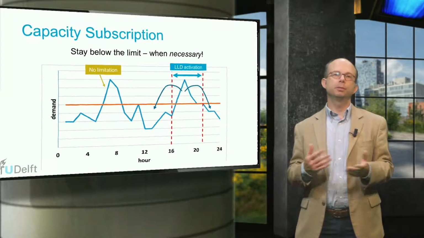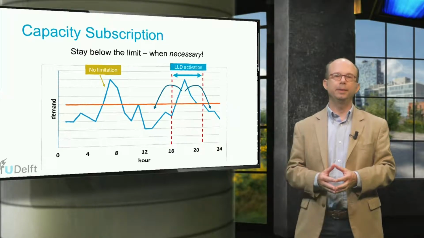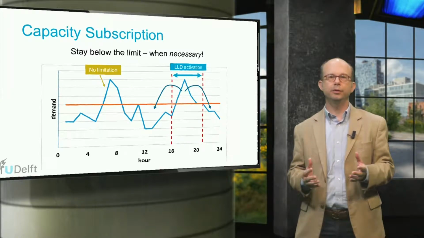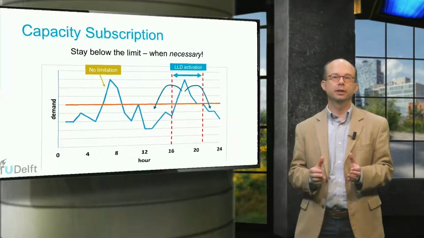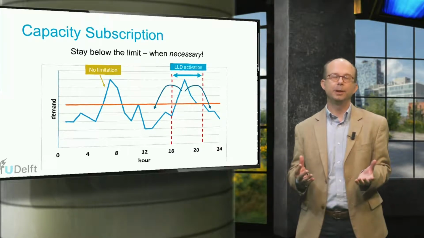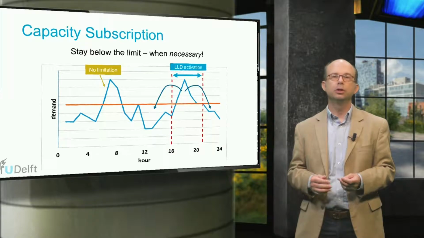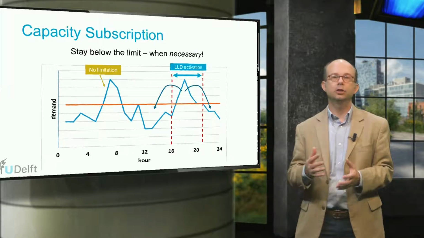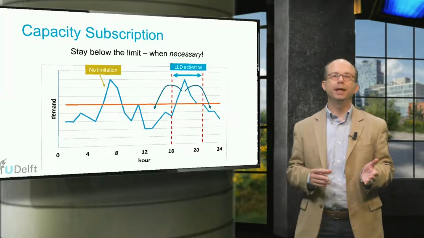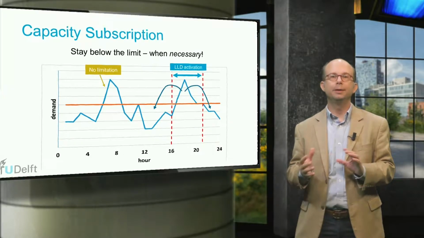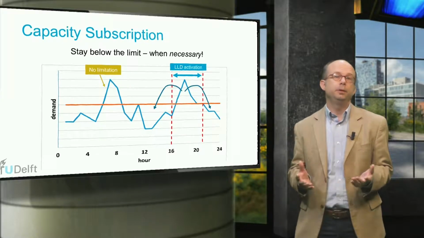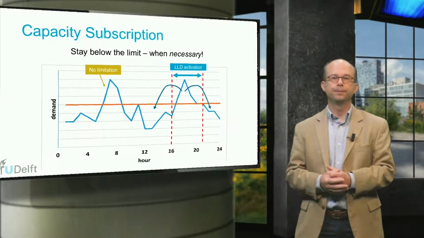Most of the time, the consumption of electricity is not limited by the capacity subscription, and consumers just pay the current market price for electricity. When there's a risk that there is not enough generation capacity to meet demand, then the system operator limits electricity consumption to the amount of capacity that each consumer has bought. The system operator does this by activating so-called load limiting devices, the LLD in the picture. This may simply be a feature of a smart energy meter.